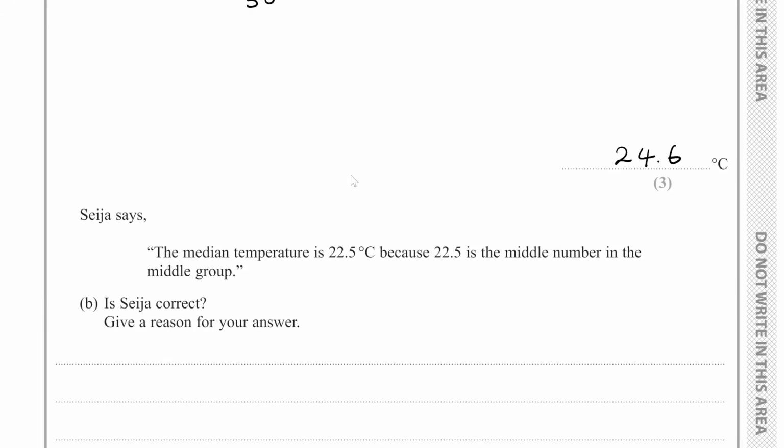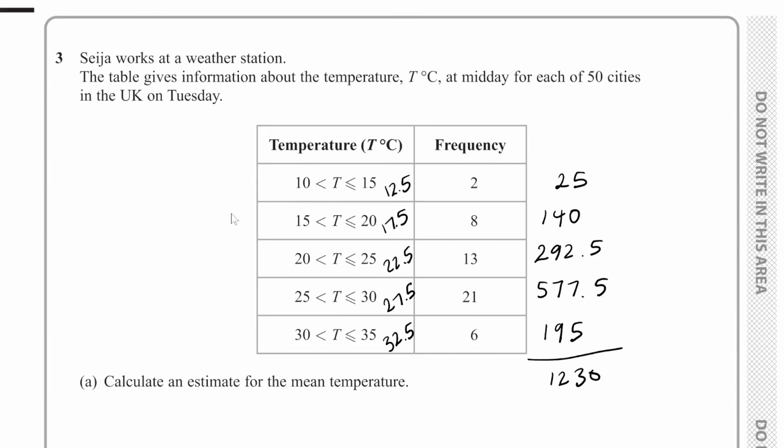Seja says the median temperature is 22.5 because 22.5 is the middle number in the middle group. Is Seja correct? So when we're looking for the median temperature, we're looking for the middle number. And the middle number of 50 cities, we can split them into two 25s. So we're going to count up to 25 here. So 2 and then 8 makes 10. And then 13 makes 23.